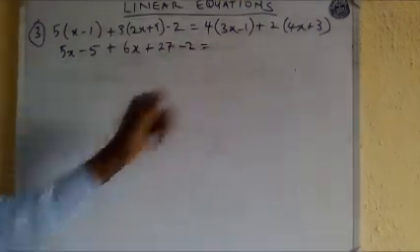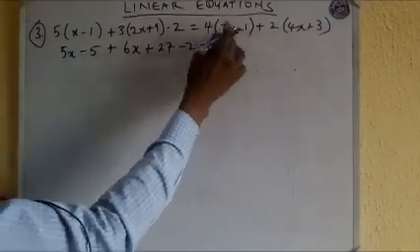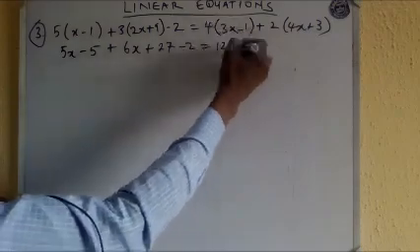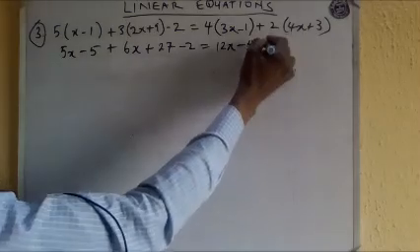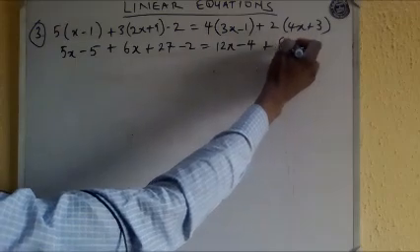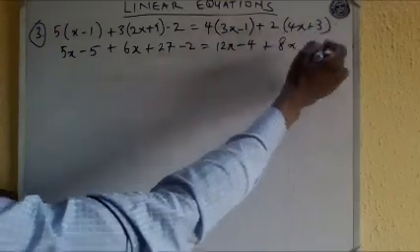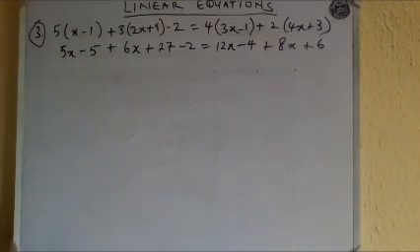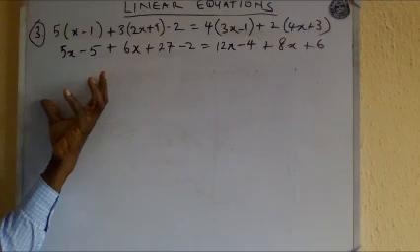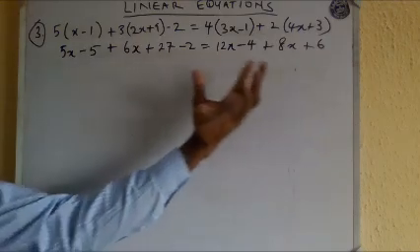Then open the bracket on this side. 4 times 3x is 12x. 4 times minus 1 is minus 4. Plus 2 times 4x is 8x. Plus 2 times 3 is 6. Now I have removed the brackets. I've simplified the expression. The next thing I'll do is to collect like terms. Let all the terms that have x be on the left-hand side and the terms that are constant be on the right-hand side.